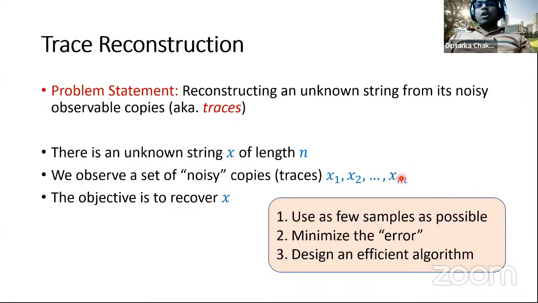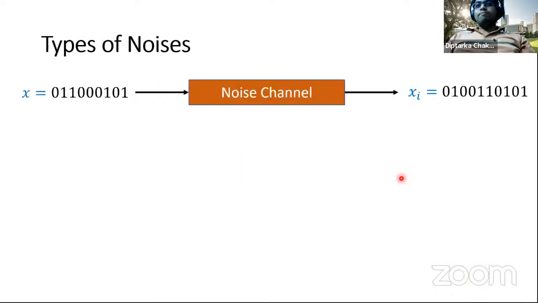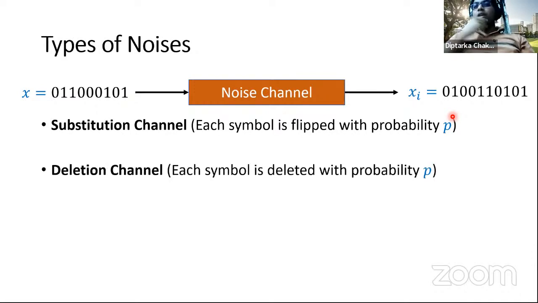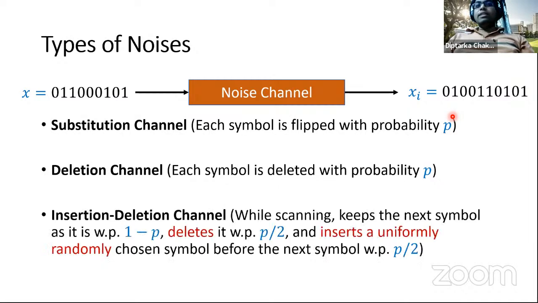Now let me talk about what type of noise we consider. Here is the noise channel. The unknown string x will pass through the noise channel and it will generate each of the traces. The most basic noise channel is the substitution channel, where each symbol is flipped with probability p. This channel is not difficult to handle. The more difficult one is the deletion channel, where each symbol is deleted with probability p. An even more challenging one is the insertion-deletion channel, where both insertion and deletion operations are allowed.